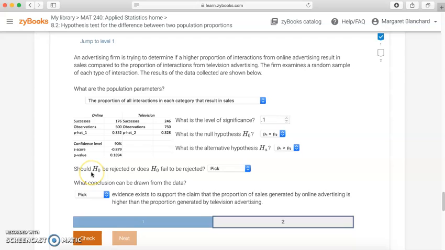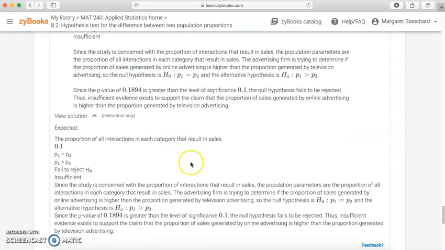Should H naught be rejected, or does H naught fail to be rejected? Well, let's look at our p-value, which is 0.184. That's greater than our level of significance of 0.1. That means we failed to reject H naught, or our null hypothesis, and we would say that insufficient evidence exists to support the claim that the proportion of sales generated by online advertising is higher than the proportion generated by television advertising. Let's check. Nice little green check mark.